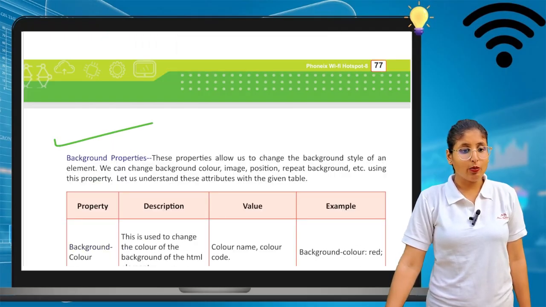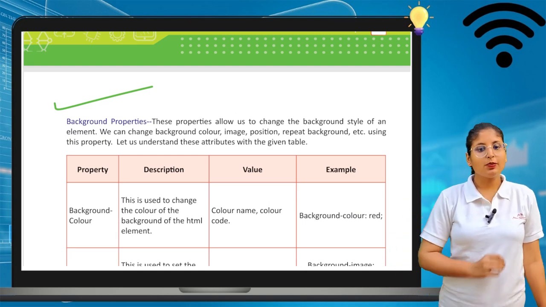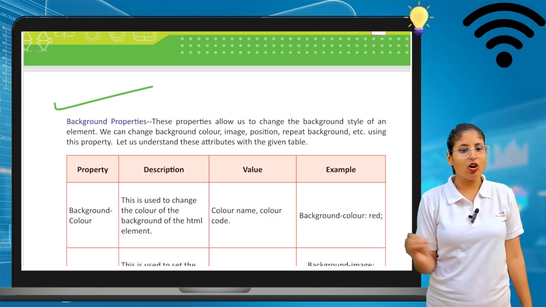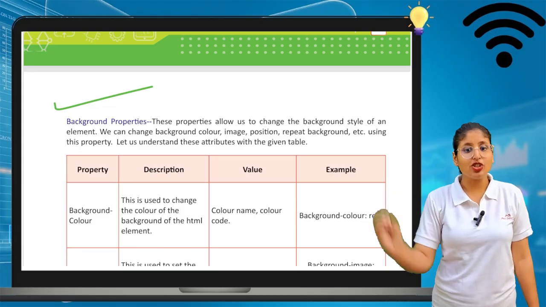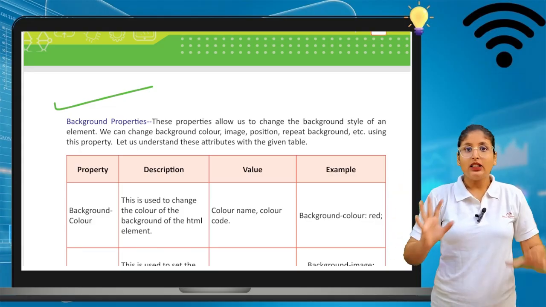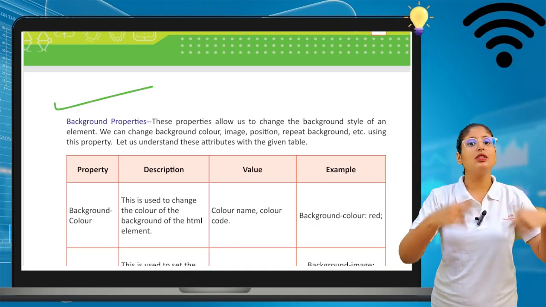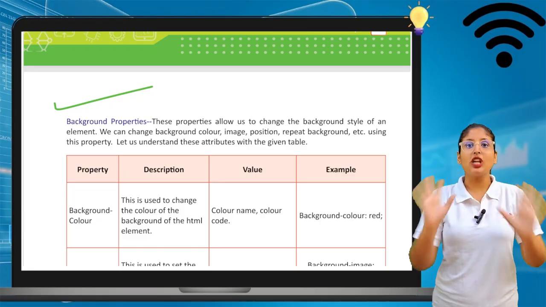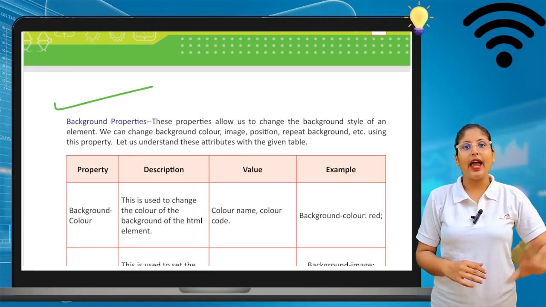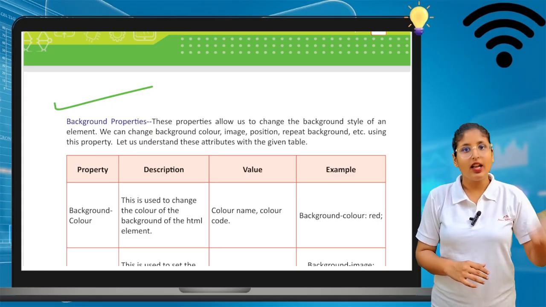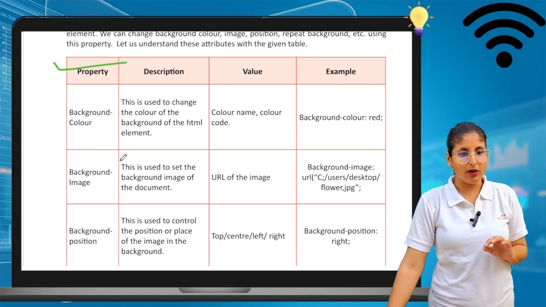Now the background property. We can change the background of it also. So how? Let's see. These properties allow us to change the background style of an element. We can change background color, image, position, repeat background, etc. Now we know how to set an image, a border, and a margin. Now it comes to changing the background of my web page. I can change my background by adding some pictures and images. Using this property, let us understand one by one.